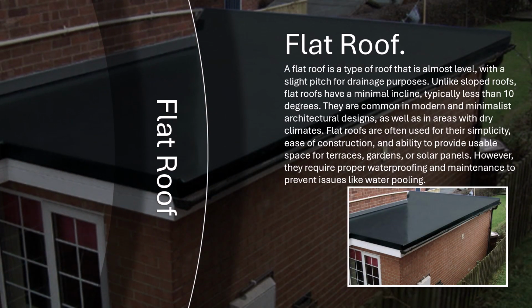Flat roof. A flat roof is a type of roof that is almost level, with a slight pitch for drainage purposes. Unlike sloped roofs, flat roofs have a minimal incline, typically less than 10 degrees. They are common in modern and minimalist architectural designs, as well as in areas with dry climates. Flat roofs are often used for their simplicity, ease of construction, and ability to provide usable space for terraces, gardens, or solar panels. However, they require proper waterproofing and maintenance to prevent issues like water pooling.